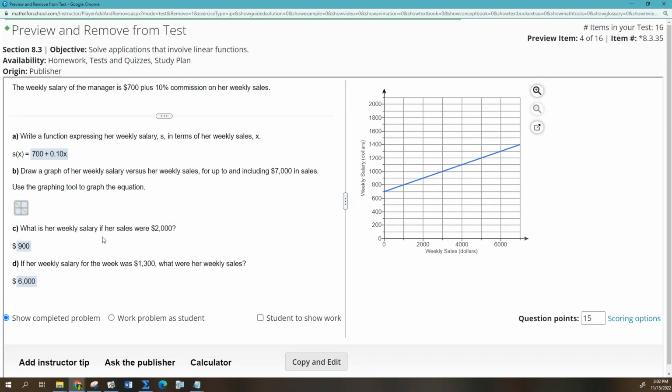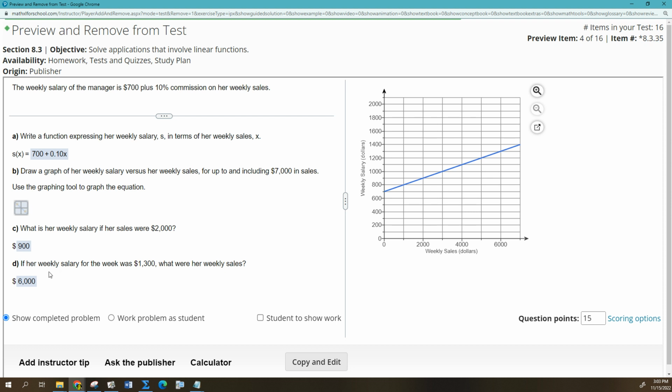They just want to know if we input a salary of 2,000. No, it's not. Sorry. Oh, yeah, right. If her weekly salary, what is her weekly salary if her sales were 2,000? So sales are input, right? So this would just be inputting 2,000 into our function up there. No big deal, right? Plugging in 2,000 for x to see what the output would be.